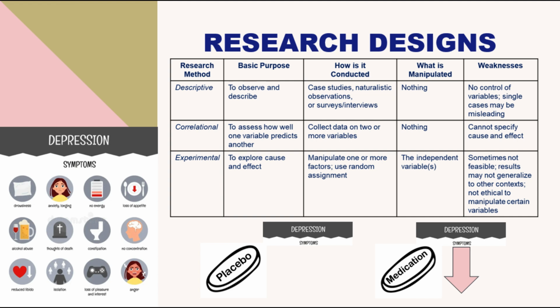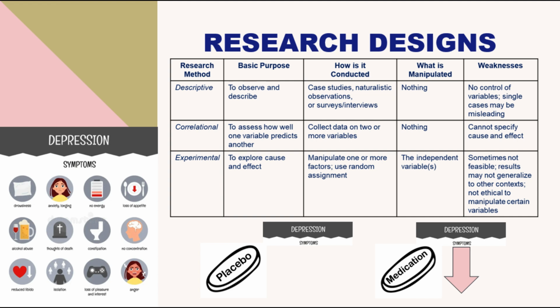For example, a pharmaceutical company is testing a new medication for treating depression. They recruit a group of 100 individuals diagnosed with depression and randomly assign them to two groups, an experimental group that receives the new medication and a control group that receives a placebo, a sugar pill with no active ingredients. The researchers measure the participants' depressive symptoms before and after the treatment period.